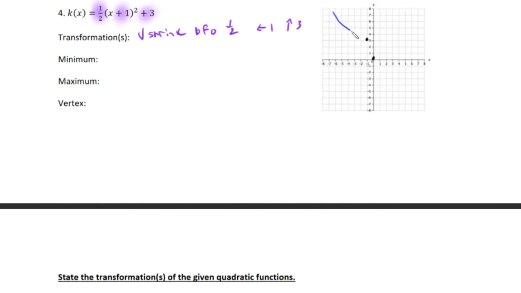That's not even crossing the vertex. That'll work. Okay, the minimum is this y value here, which is 3. Sometimes they want the individual point, so 1, 3. This is the value I want, though. I just want to point that out. The y value is historically the value that gets cared about. The maximum is none, and then the vertex is 1, 3.